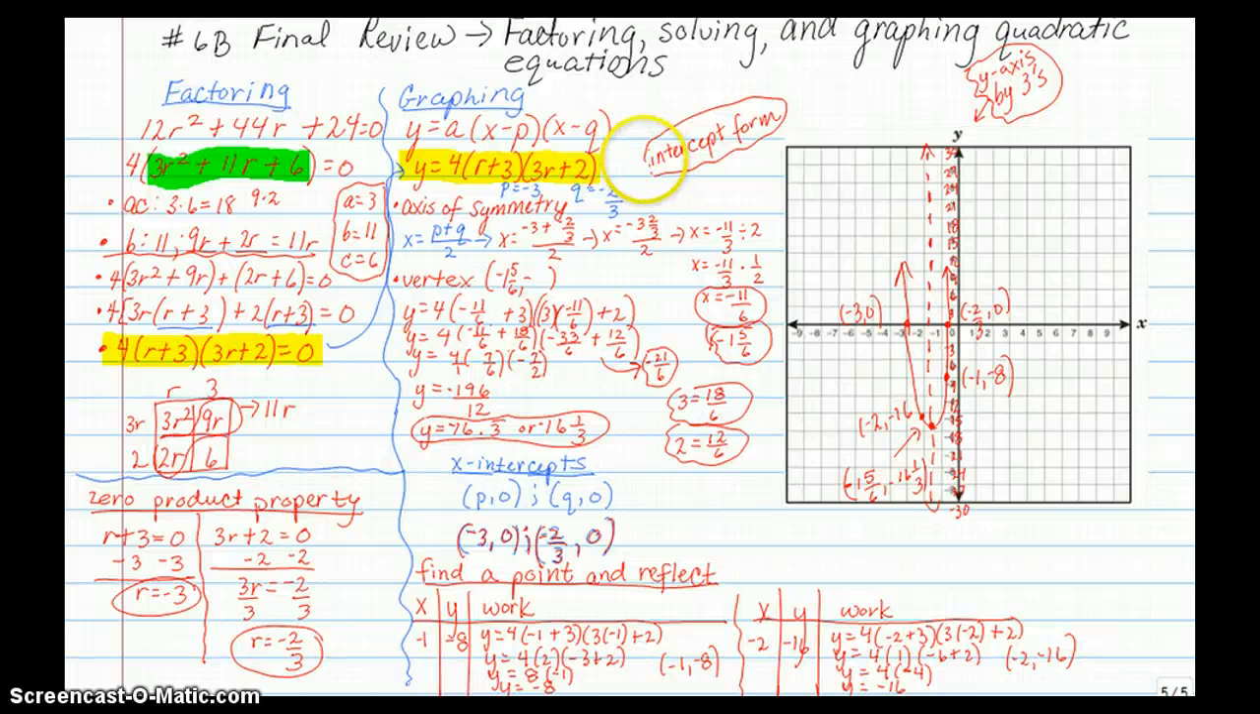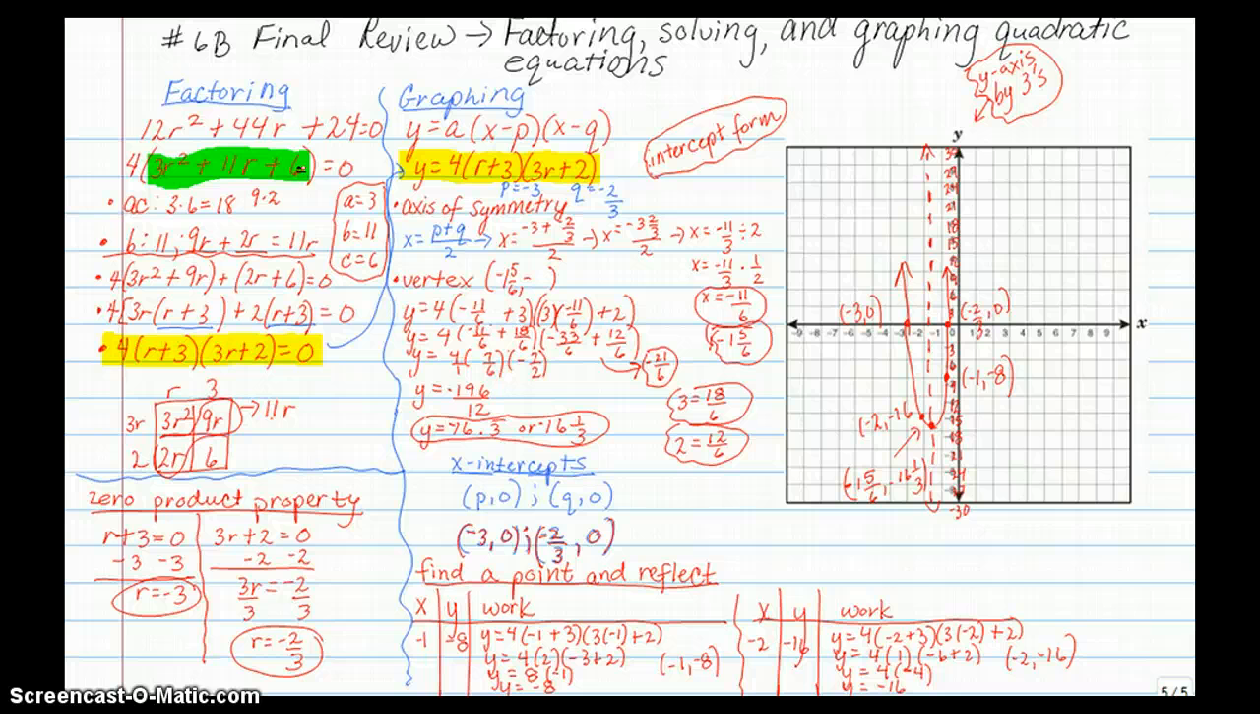And then we're going to finish with the factoring. You check it. So r plus 3 times 3r plus 2. 3 times r is 3r squared. 3r times 3 is 9r. 2 times r is 2r. And 2 times 3 is 6. 2r and 9r is 11r. So that matches 3r squared, 11r, and 6 matches. Now, we use the zero product property to tell what our r's are.